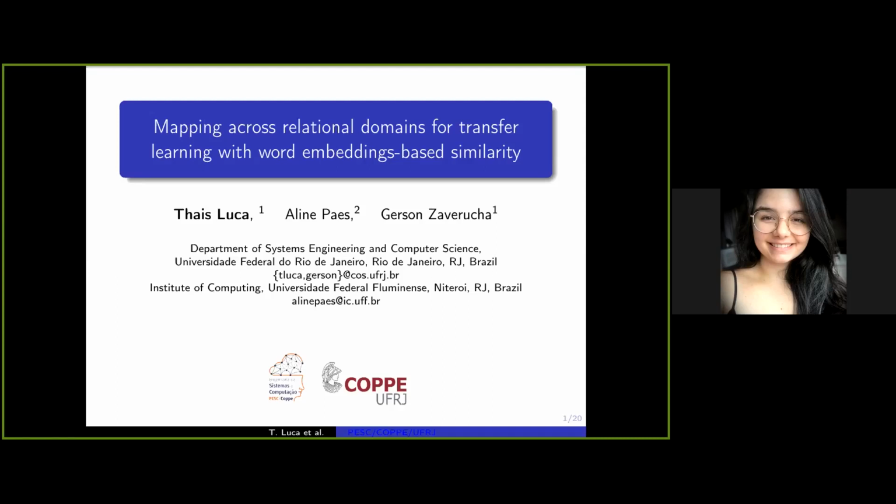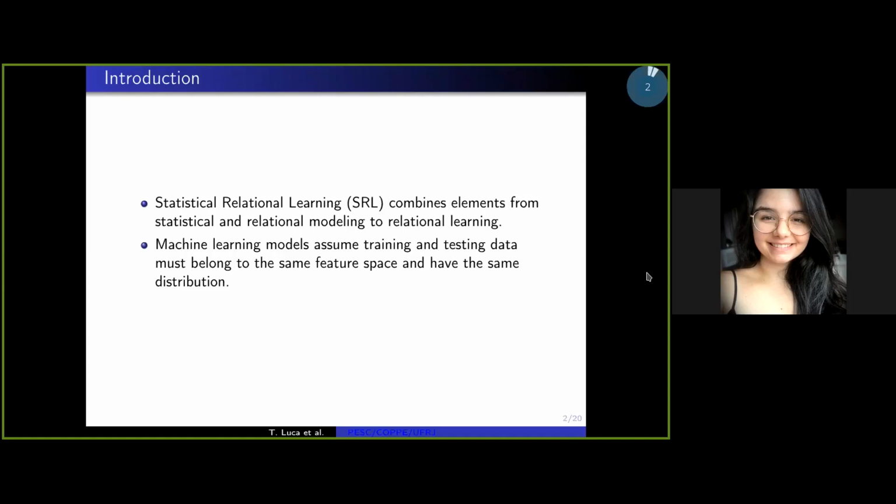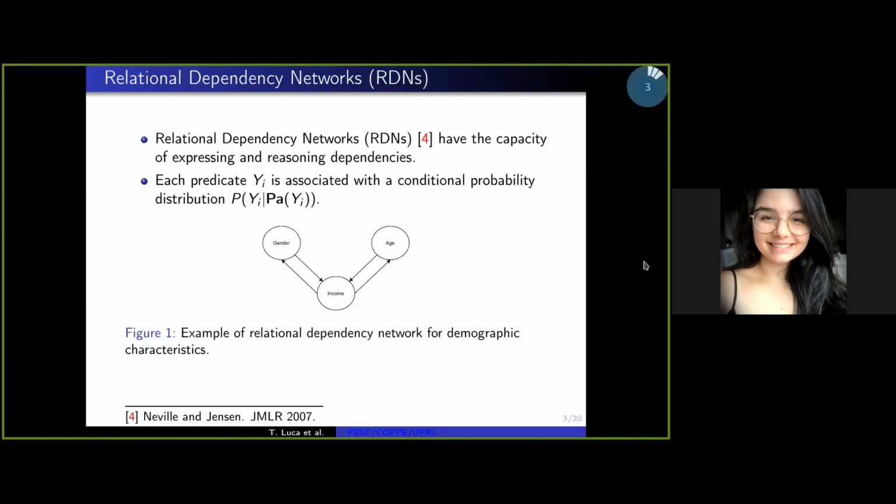My name is Luca, and I'm presenting the work Mapping Across Relational Domains for Transfer Learning with Word Embeddings-based Similarity. In this work, we focus on statistical relational learning, which combines elements from statistical and relational modeling to relational learning. As traditional machine learning models, SRL models also assume training and test data must belong to the same feature space and must have the same distribution. If those distributions differ, a new model must be trained using newly collected data.